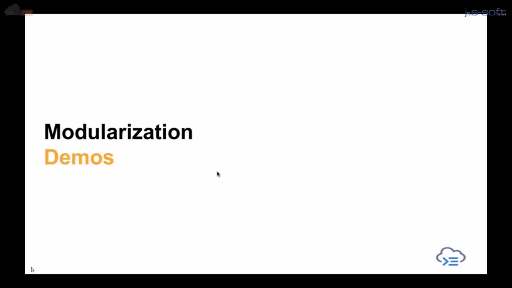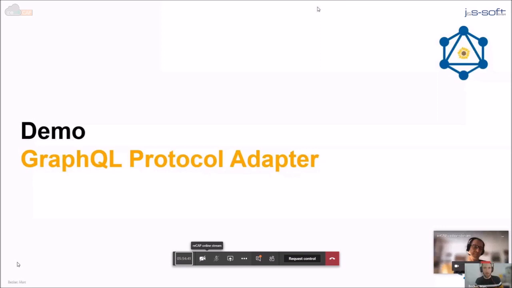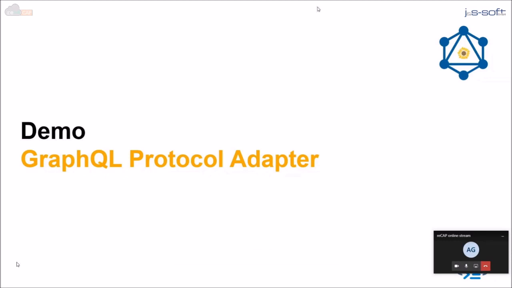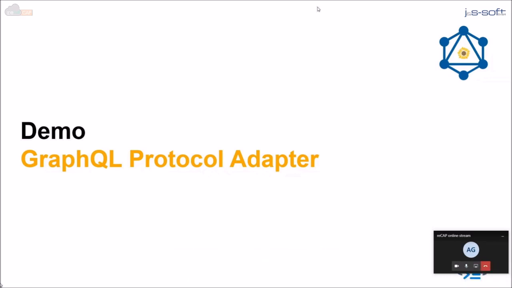Thank you, Adrian. So, as Adrian just mentioned, one of the key components of CAP are the protocol adapters, and by default we offer an OData v4 protocol adapter in the next generation Java stack. But to really prove the point that you can write and bring your own protocol adapter, we have built a demo, exclusively for this event, that composed a very simple but already very powerful GraphQL adapter.